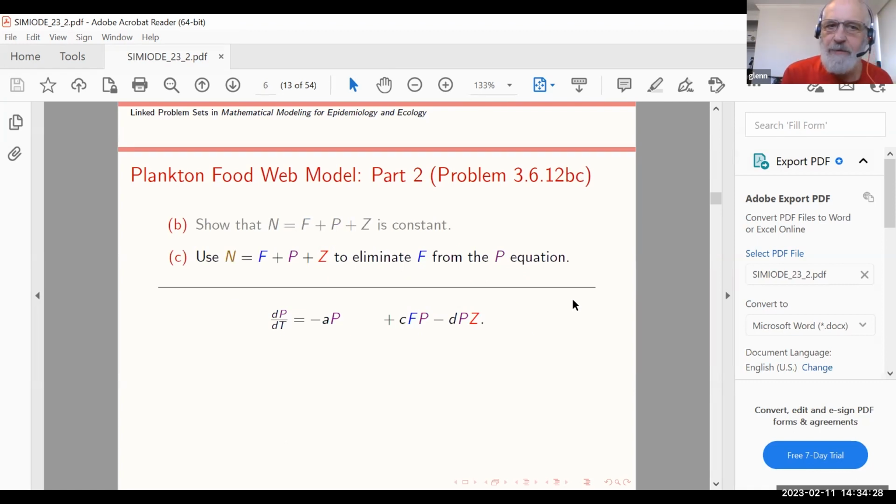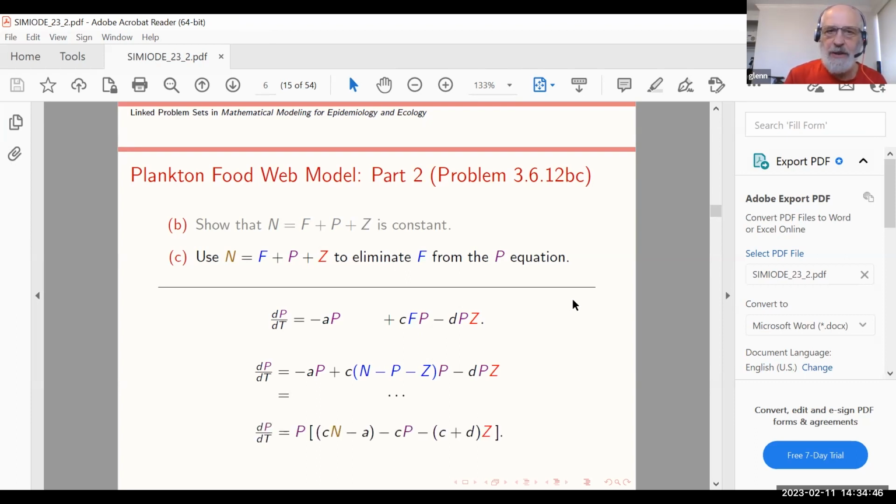Okay, so the next part, I've grayed out part B because I've just mentioned it and don't need to write anything more down. And then the next part is to use this result to eliminate F from the P equation. So here's the P equation. And so if I replace F with N minus P minus Z, I get this, and I can do some algebra to clean it up. And I end up with an equation that looks sort of like the logistic growth equation with a predation term. So here's the logistic growth part, and then there's a predation term here.